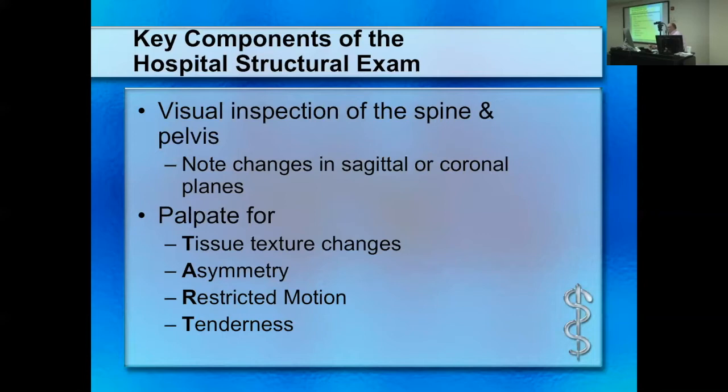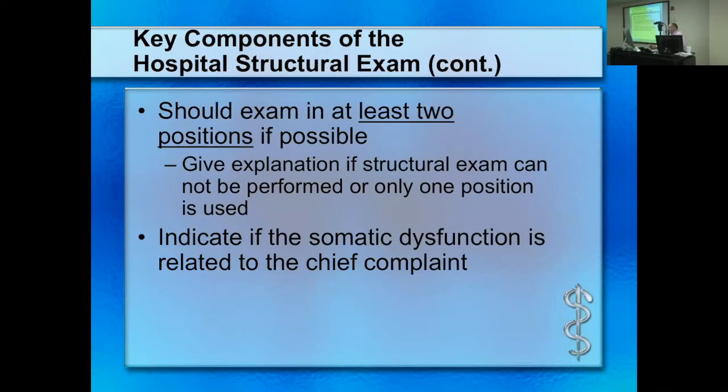All right, and then we have our acronym: tissue texture changes, asymmetry, reduced range of motion, and tenderness. Most pain isn't in there. Actually, tenderness is quantifiable. It should be done in at least 2 positions. Hey, if they're on the vent, not going to happen. If you can think of a reason why it's not in the patient's best interest, then document why it's not in their best interest.